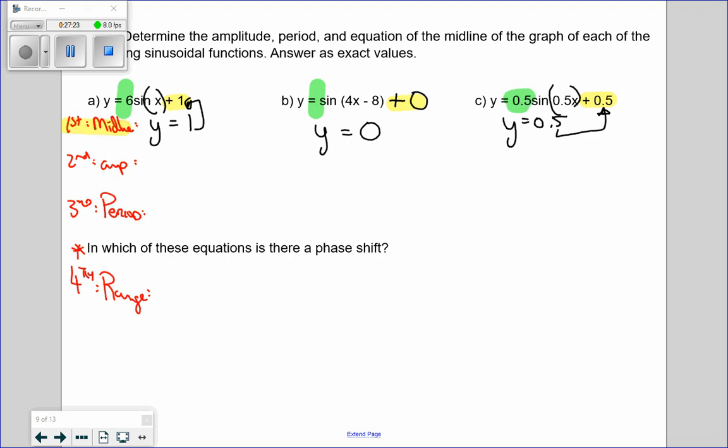So the amplitude is 6. So what if there's no number in front? What's the assumed number? 1, yeah. And 0.5.